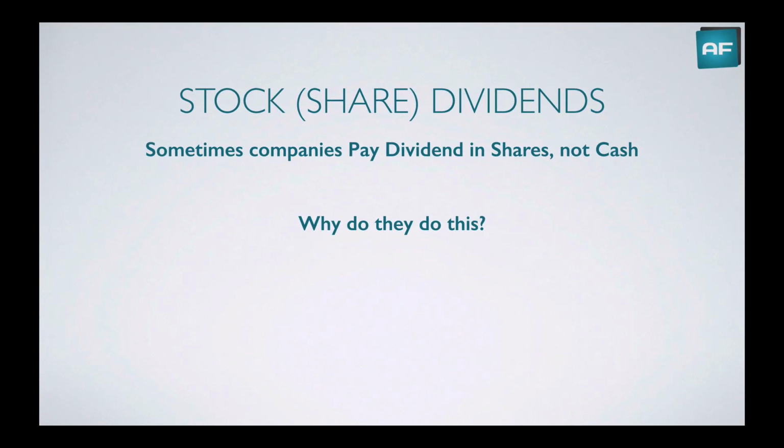And now we're moving on to the final section. These are stock dividends or share dividends. And sometimes companies pay dividends in shares, not cash. So instead of paying $10 worth of cash to us, they might pay us $10 worth of their own company shares. Now, why do they do this? Well, there are 3 main reasons.